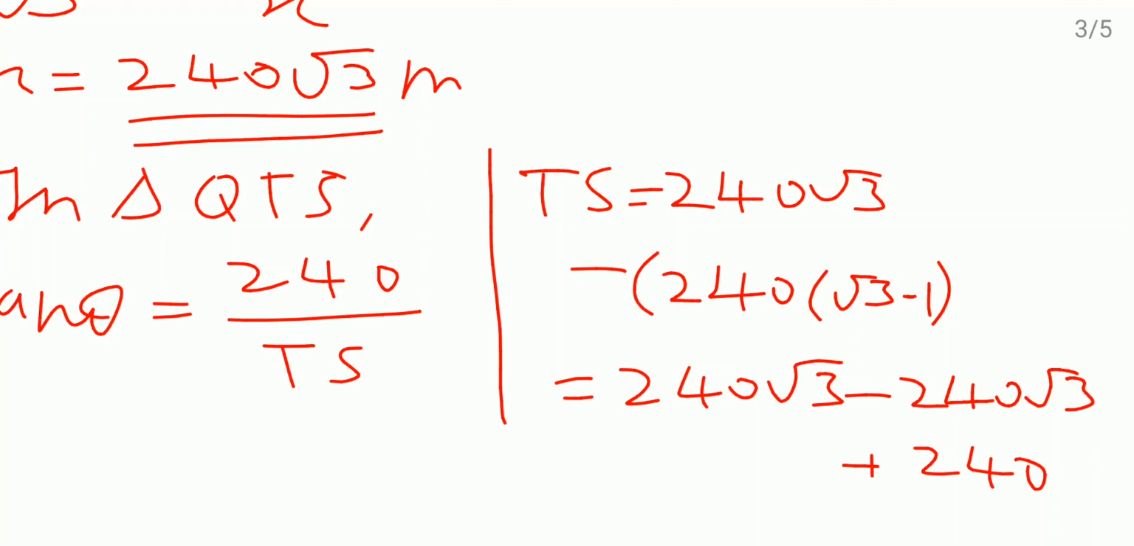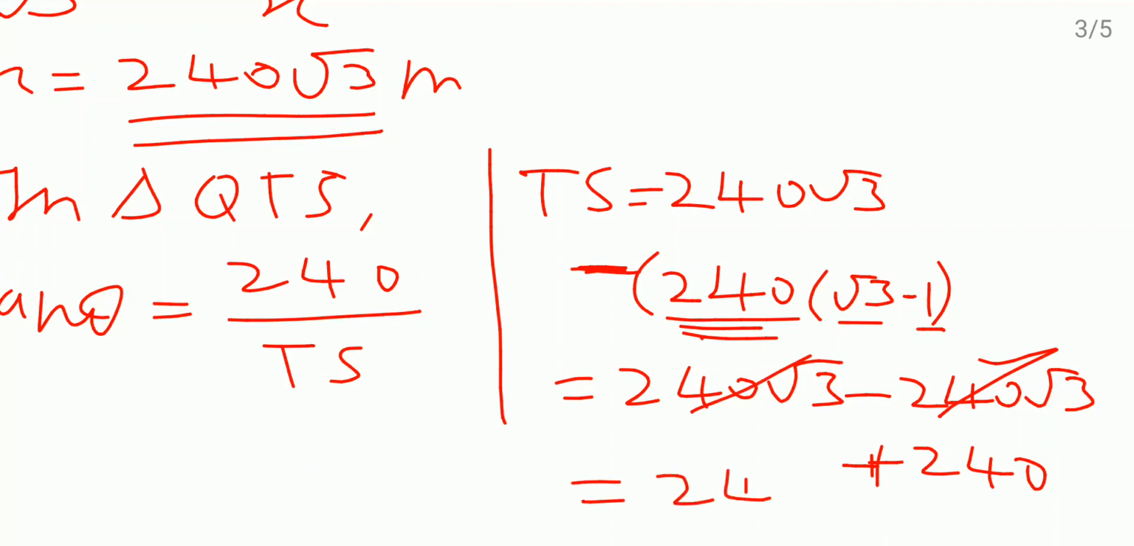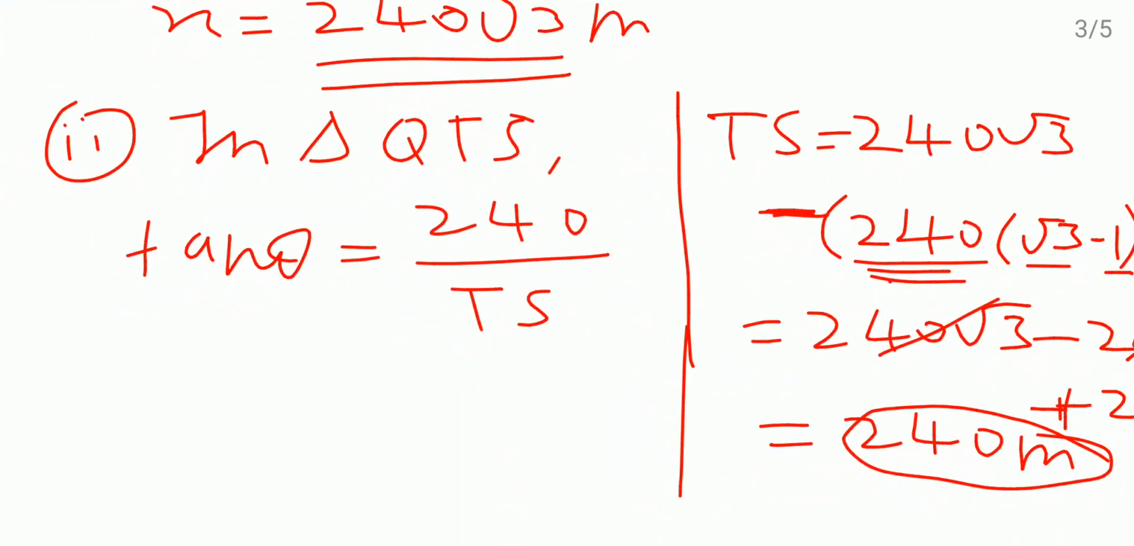Minus plus. Look at this one. This 240 into root 3, we got this one, and 240 into minus 1 is minus 240. But this minus sign is outside the bracket, so minus plus. What will happen here? This minus 240 root 3 and plus 240 root 3 got cancelled. 240 is left, 240 meters. So the TS is 240 meters.